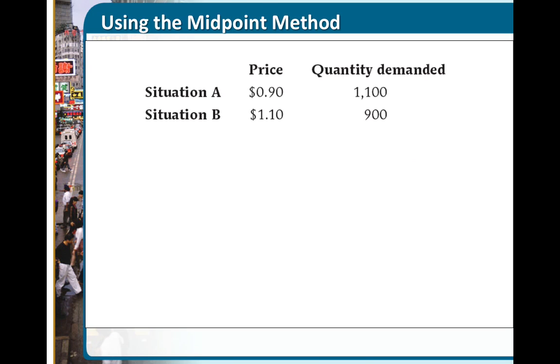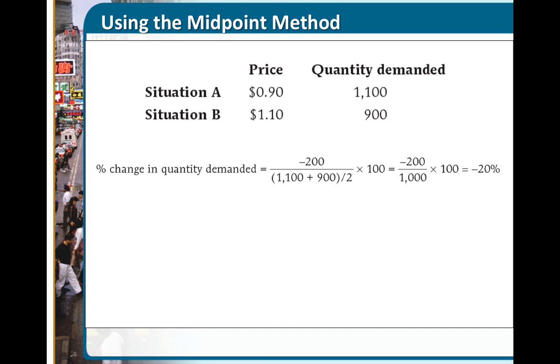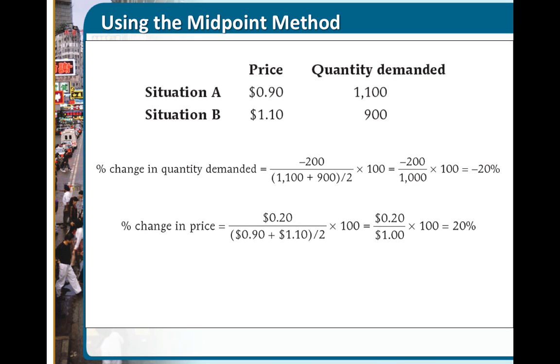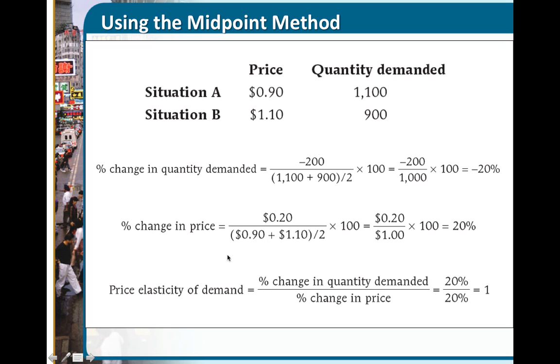So look here. We have situation A and situation B. Price of 90 cents and quantity demanded is 1,100. If the price was $1.10, your quantity demanded is 900. So we found your change in quantity demanded, plugging and chugging, and we found our change in price. So it's minus 20% divided by 20%. Again, the equation for price elasticity of demand is your percent change in quantity demanded divided by your percent change in price. And again, here is where we use that midpoint method. And that's 20% divided by 20% equals 1. That is a perfect unit elastic demand.